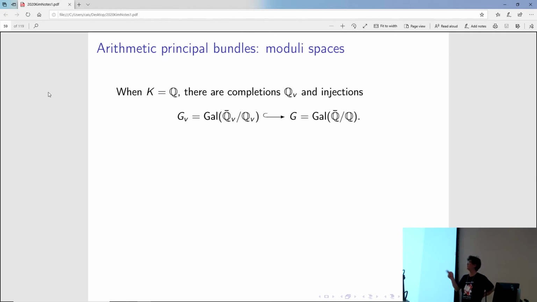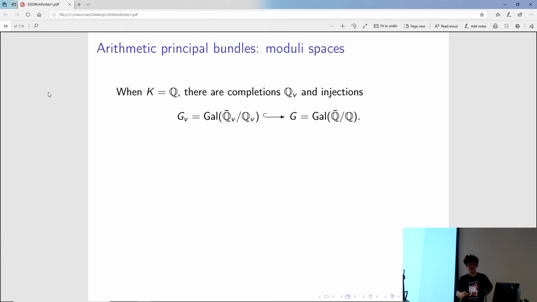But finally, as far as these generalities are concerned, when K is a field like Q or a number field, we have all these completions, right? And the completions allow you to describe these injections of subgroups, absolute Galois groups of local fields, sitting inside your absolute Galois group of Q.